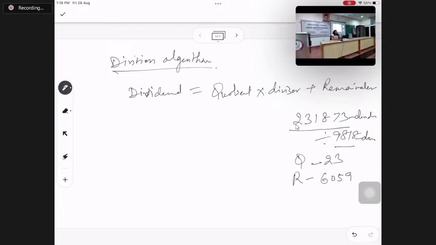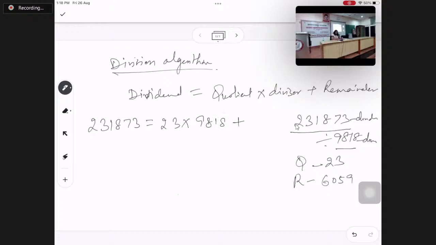Okay. So let us check the answer. Let us put everything in the division algorithm. So it is 231873 is equal to quotient 23 into divisor 9818 plus the remainder 6059. And we find the Bijank of each. I just explained to you the Bijank. So we have 8 plus 1, 9, 7 plus 2, 9. So 3 plus 3. The Bijank here is 6.